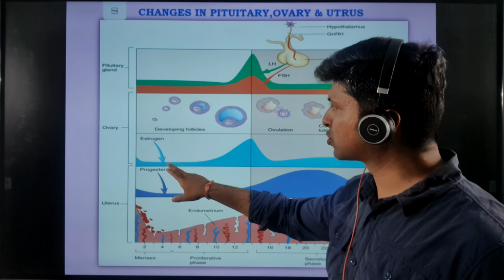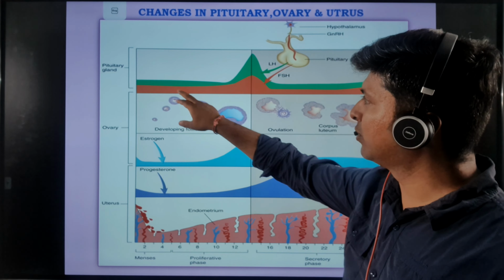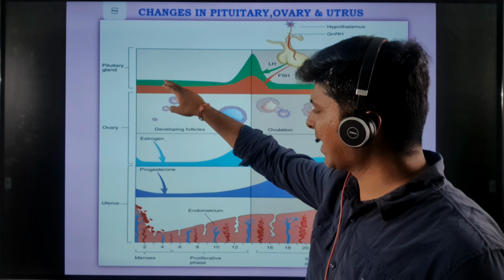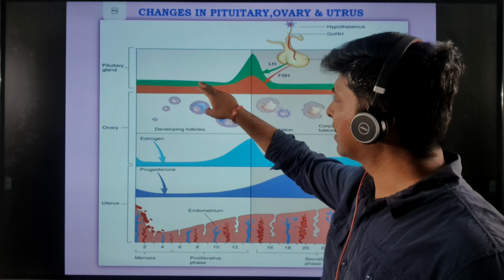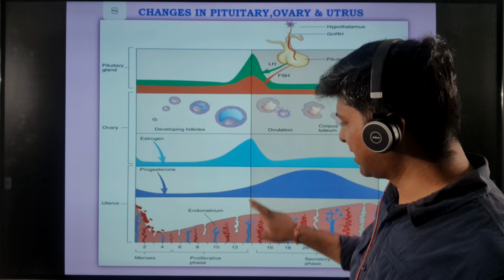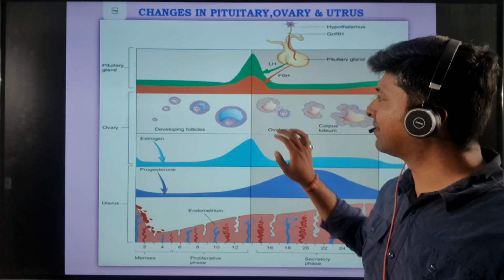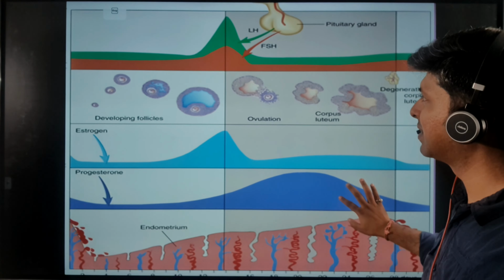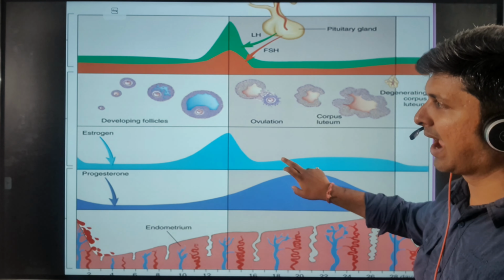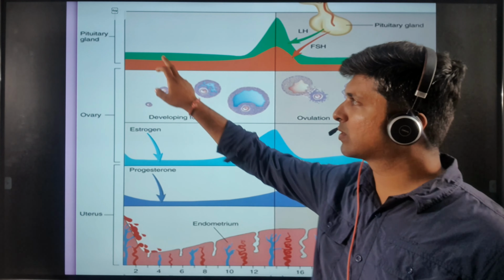The level of estrogen is also minimum, and you can see that the pituitary gland is secreting LH and FSH. They are minimum, but the LH becomes peak exactly on the 14th day. On the 14th day the level of LH is maximum, the level of FSH is also maximum. This is being released by the pituitary gland. Okay, and then this was about the pituitary gland.